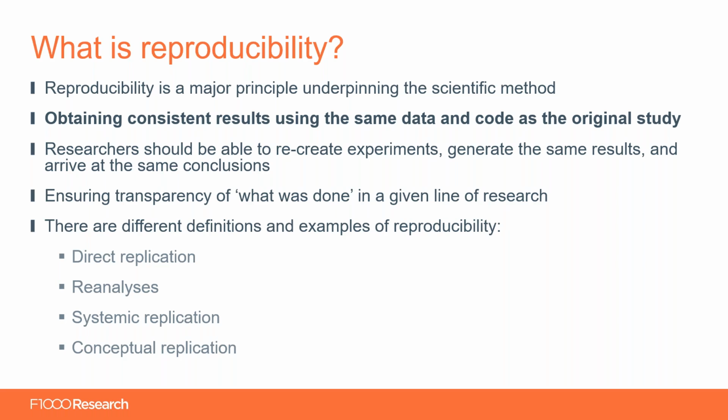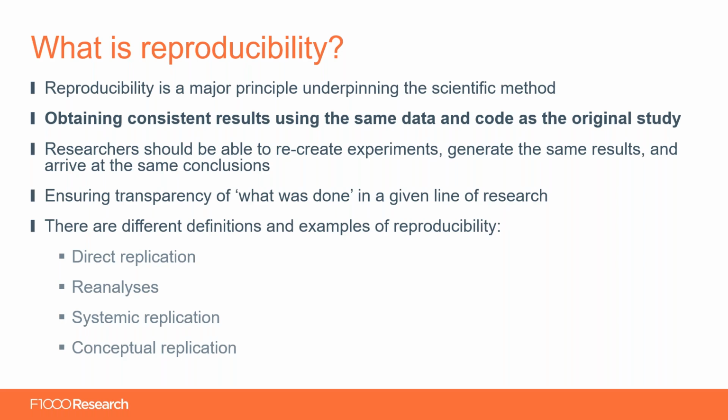So I think everyone can agree that reproducibility is a really foundational part of the scientific method. And probably the most common definition you will find for reproducibility is really being able to obtain consistent results using the same data and code as the original study. So in practice, researchers should essentially be able to arrive at those same conclusions if they attempt to recreate the original experiment as presented by the authors.